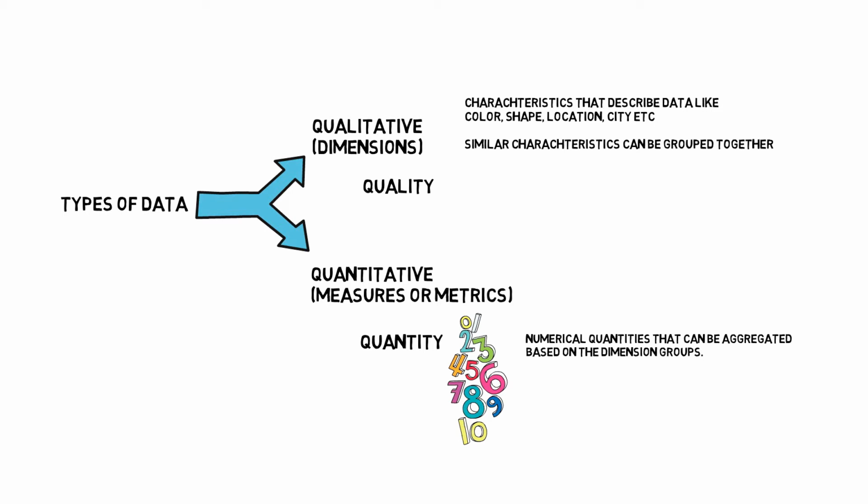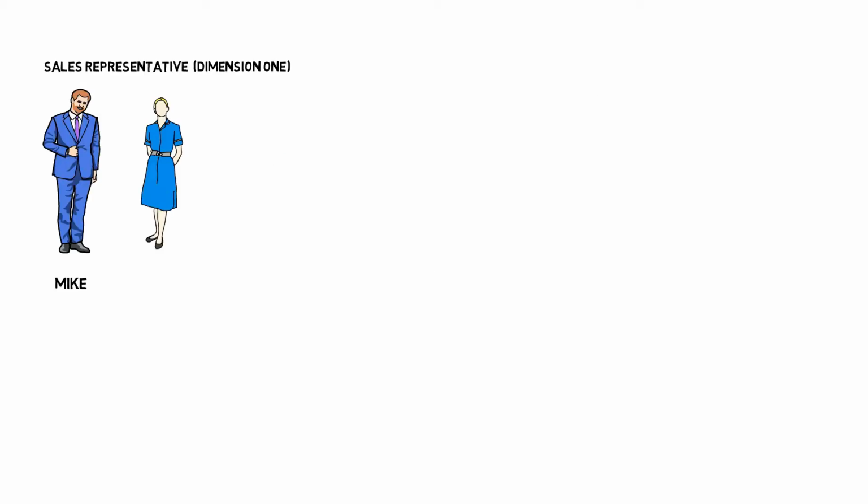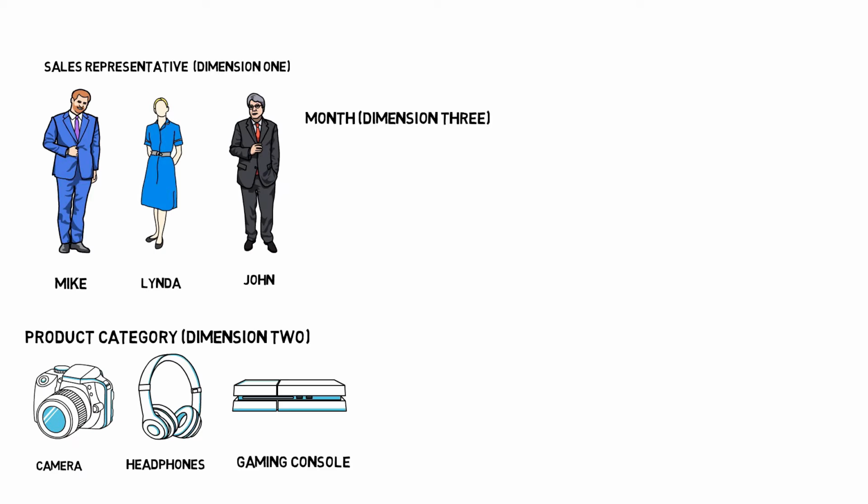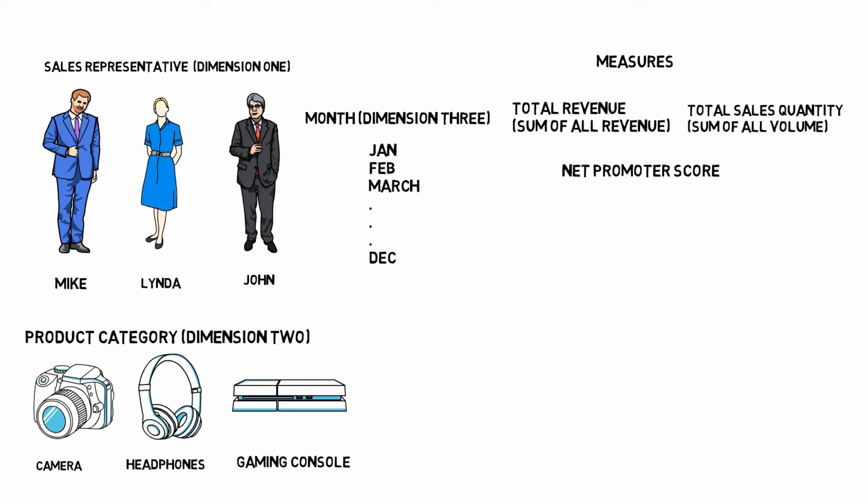Let's take an example to understand this better. Let's say you are the manager of an electronic retail store like Best Buy, and you would like to analyze data to learn about business operations. To keep the example simple, let's have 3 dimensions and 3 measures. We have sales representative as dimension 1, product category as dimension 2, and month as dimension 3. Total revenue, total sales quantity, and net promoter score are the 3 measures. Net promoter score is an important measure for customer satisfaction, but we'll discuss more on that later.